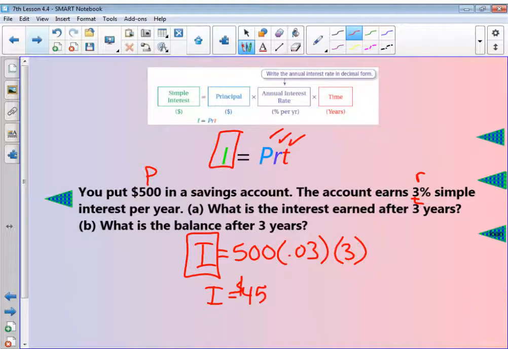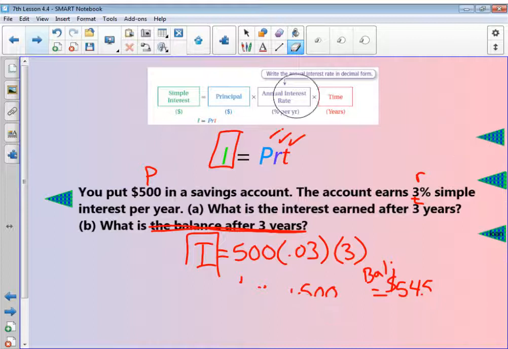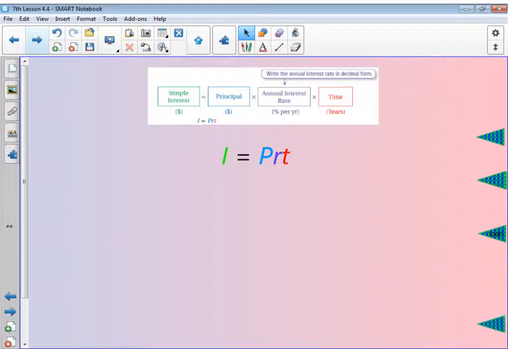But it also asked me what my balance would be, right? So the balance is what I originally had, 500, plus the interest that I just found. So I'm going to add my original number in there, which gives me $545. So your interest was $45, and your balance was $545 at the end of 3 years. Okay, so let's try another one of those. This is the same concept that we were just doing. It's just that now they're going to give it to us in story problem format.